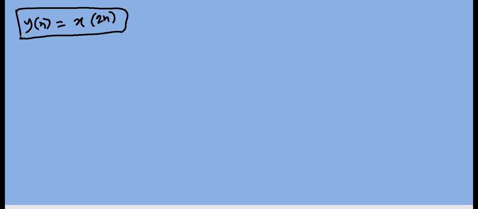So our system is represented by this. y[n] is equal to x[2n]. What kind of system is this one? This is a downsampler, isn't it? In the last class, we have talked about this. This is a downsampler. Let me draw a simple x[n].